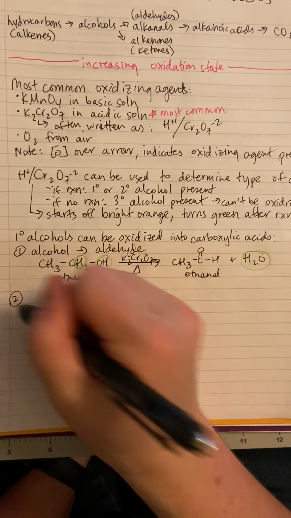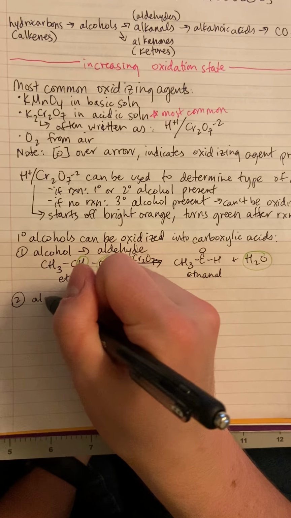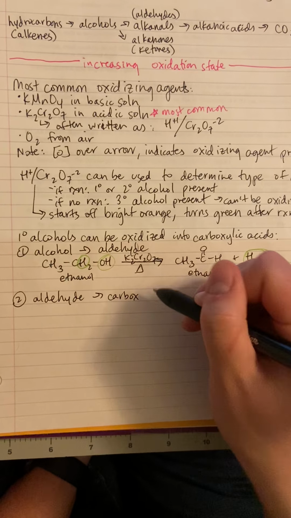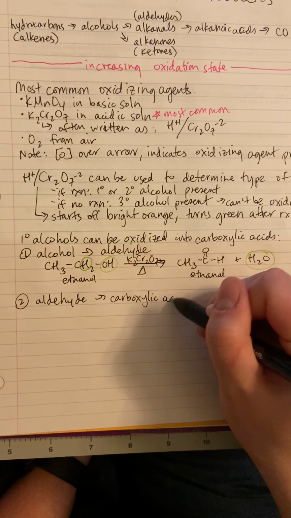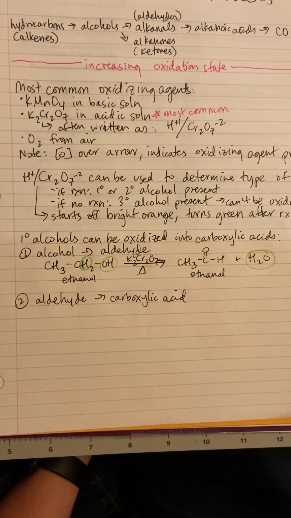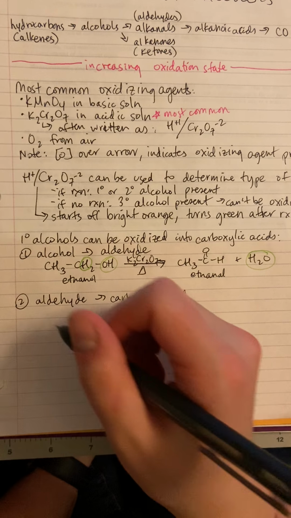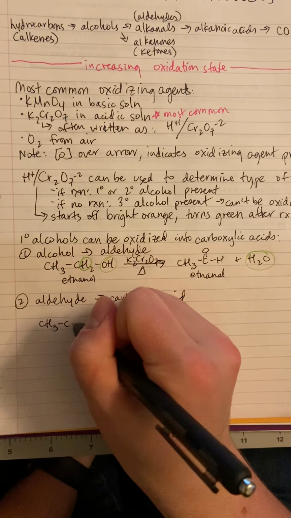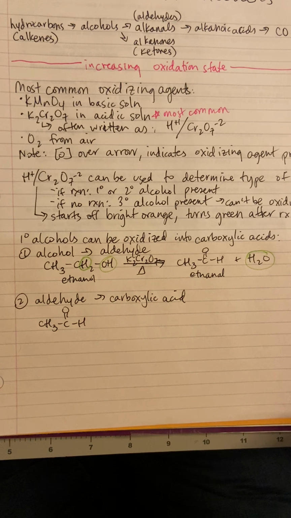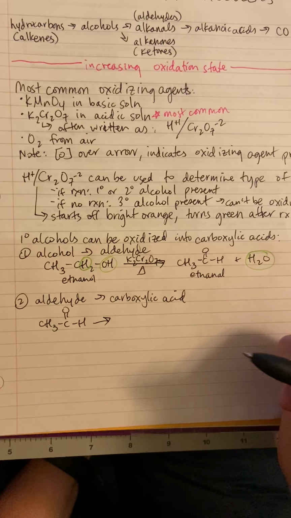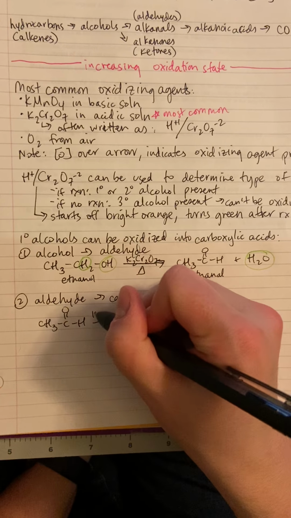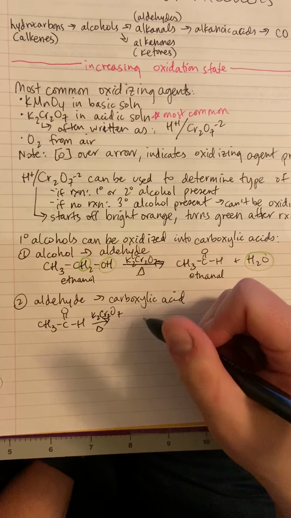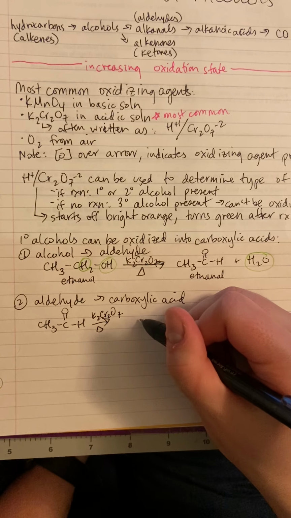Our second step takes our aldehyde and turns it into a carboxylic acid. So we'll start off with ethanal again. And we'll add another round of potassium dichromate and heat. And then we produce ethanoic acid.